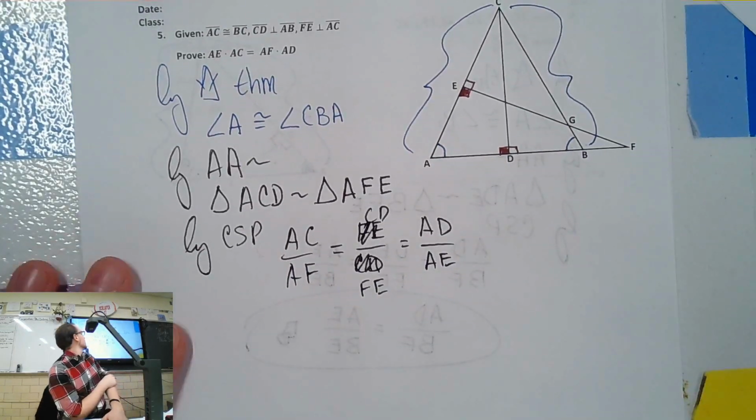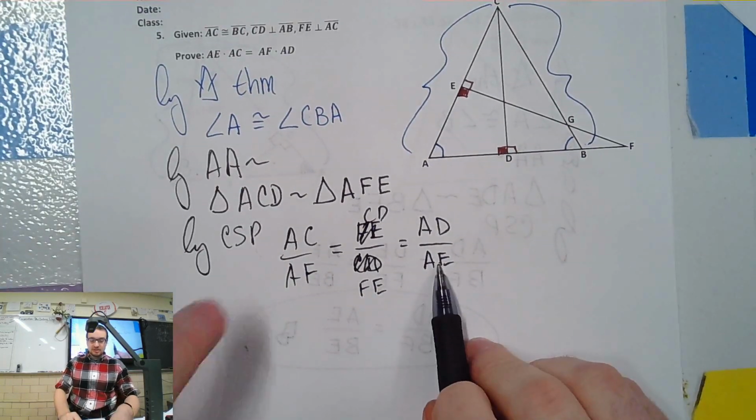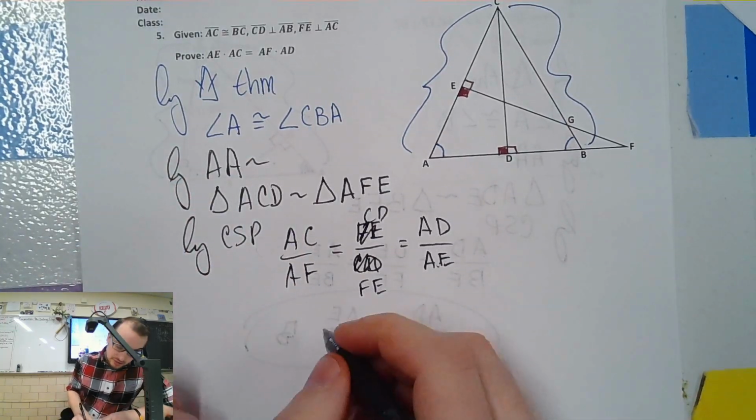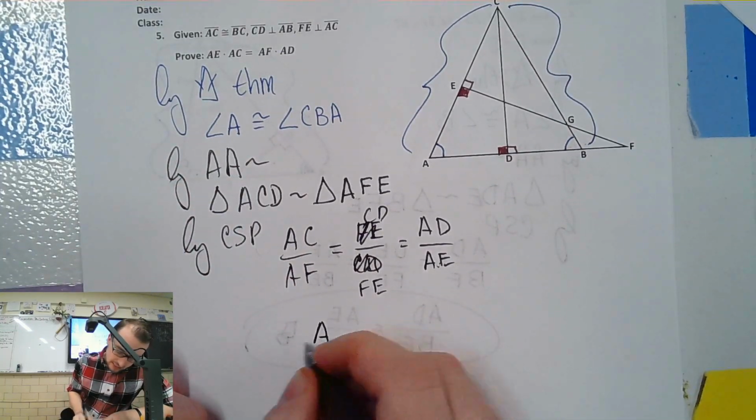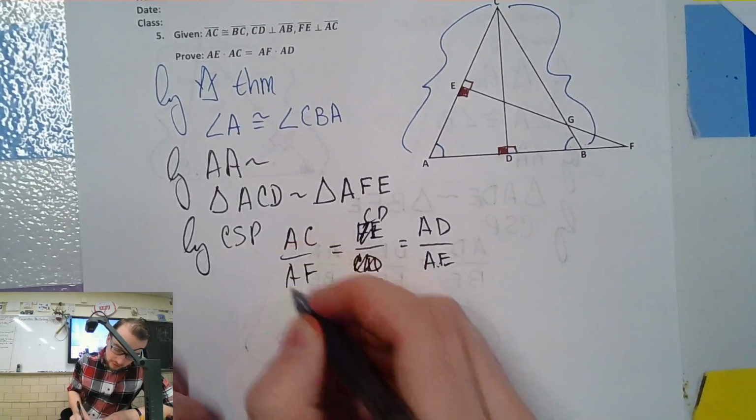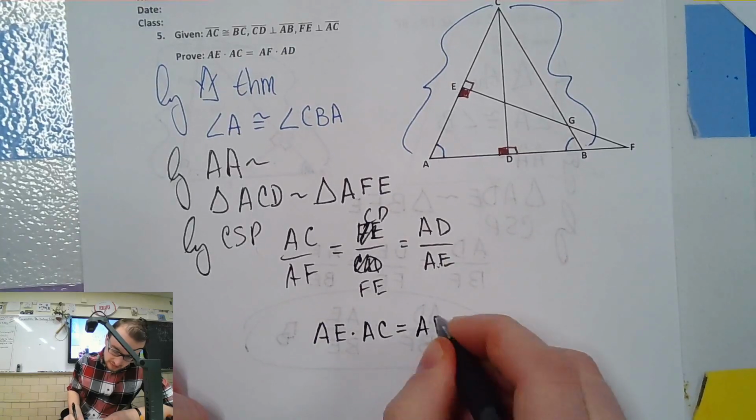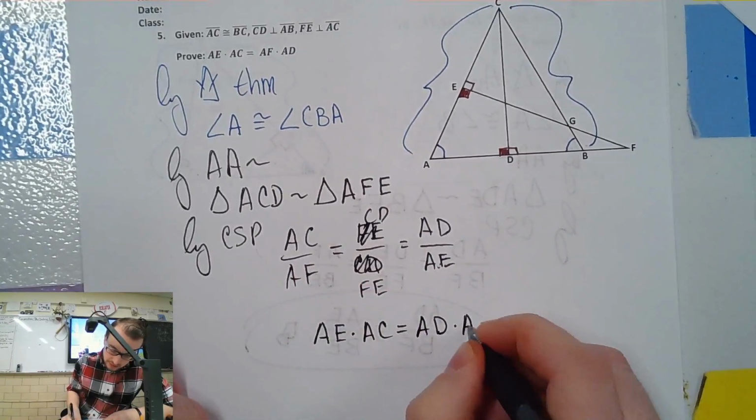All right, which ones do we care about? AE and AC. There's AE, there's AC. We also care about AF and AD, so we don't care about the middle. So we're going to write that AE times AC equals AD times AF, after we multiply it over.